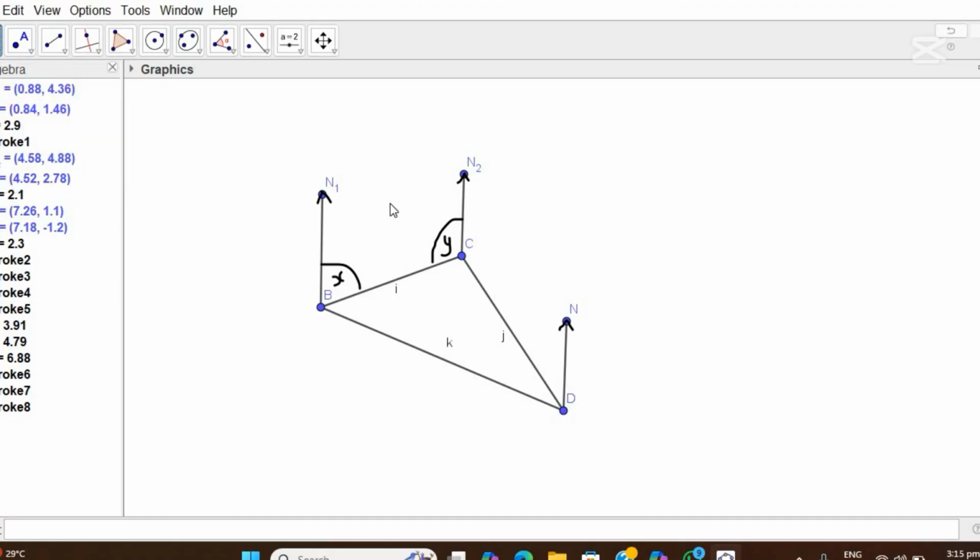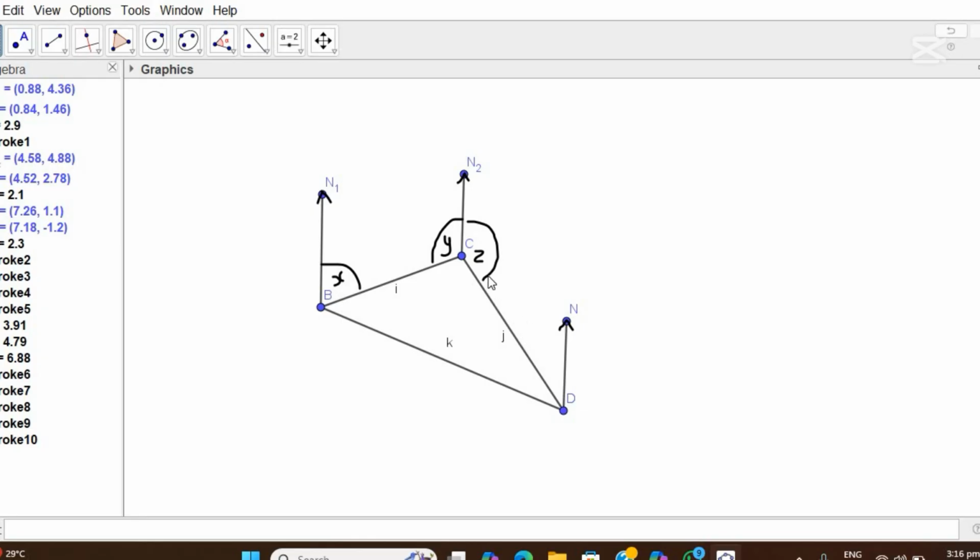So let's go. If this angle here, and I'm going to also label the angle and give it another letter name, let's call this angle Z. Angle Z is starting on north line 2. This is north line 2. It goes and connects to the line that would take me to D.